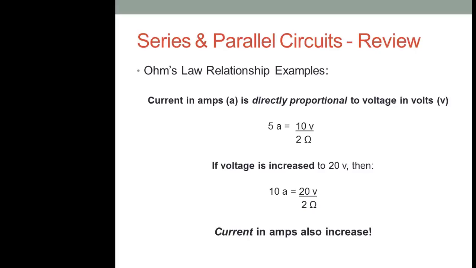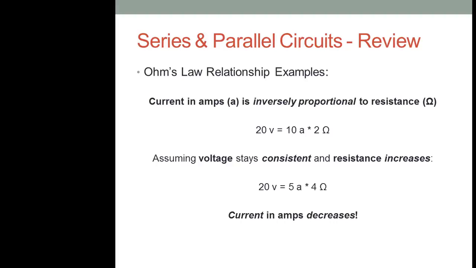So here's some examples to show that. Current in amps is directly proportional to the voltage in volts. So if we are going to increase our voltage to 20 volts, we are going to have to double our amps. You can see that in the equation: 5 amps equals 10 volts divided by 2 ohms of resistance. We double our voltage to 20 volts, and we can now see that our amps are also going to double to 10.